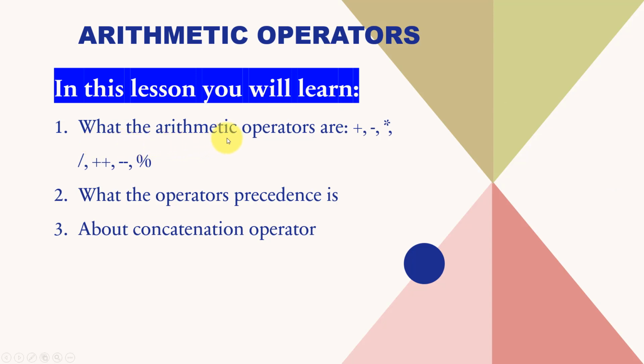In this lecture, you will learn what the arithmetic operators are. As you can see, we have plus for addition, minus for subtraction, this asterisk for multiplication, backslash for division, plus plus for incrementation, minus minus for decrementation, and this percentage symbol for modulo, which will determine the remainder of the division. You will also learn what the operator's precedence is, and finally about the concatenation operator.